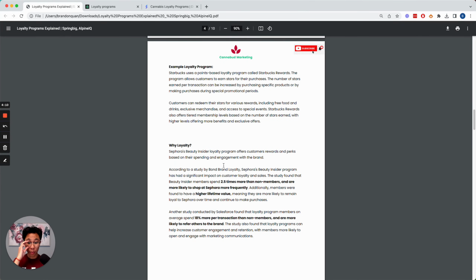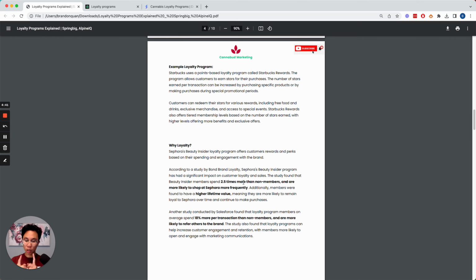Bond Brand Loyalty did a case study on Sephora's reward program, and they call them Beauty Insider members. They found that the Beauty Insider members spent 2.5 times more than non-members and are more likely to shop at Sephora more frequently. So what are we getting? We're getting more spend per customer and more frequency per customer visit, right? Which then increases the lifetime value of the customer, meaning that they're more likely to remain loyal to Sephora over time and continue to make purchases.